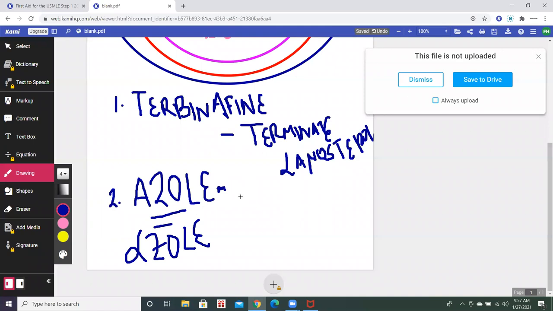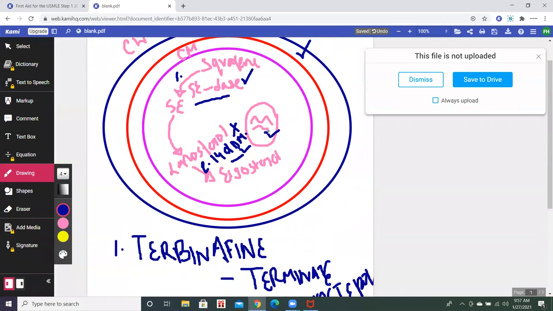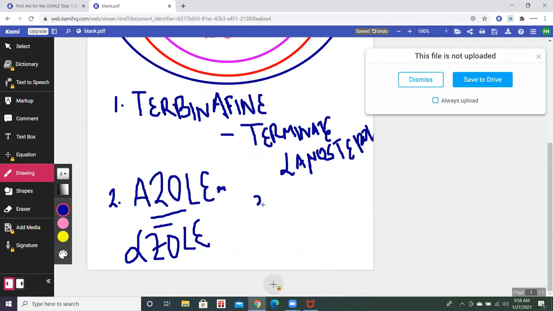Next one is the nucleic acid synthesis inhibitor that destroys the fungal nucleus. So this one is the nucleic acid synthesis inhibitor. The drug for this one is flucytosine. Okay. Do you guys remember flucytosine in the physio video of Cryptococcus neoformans?